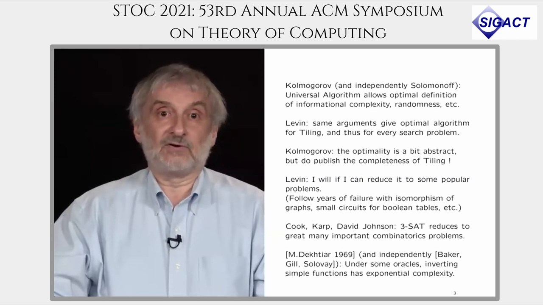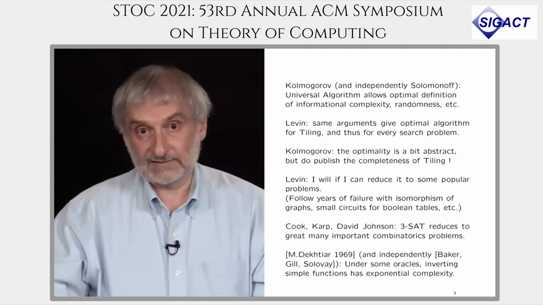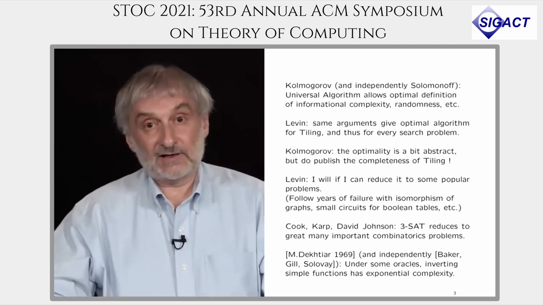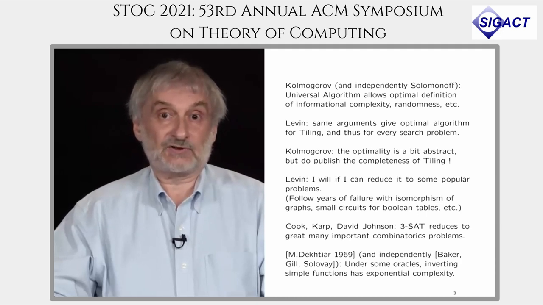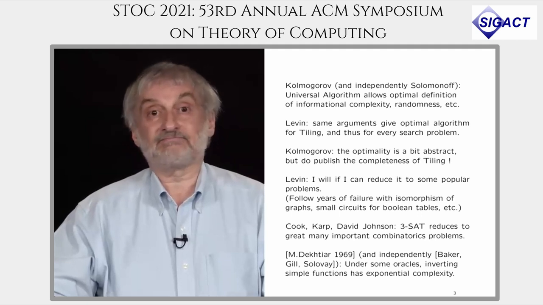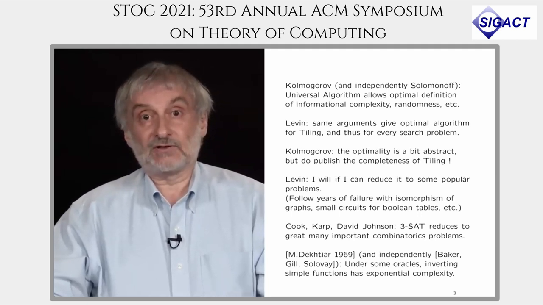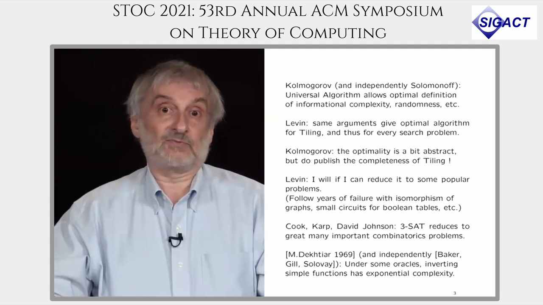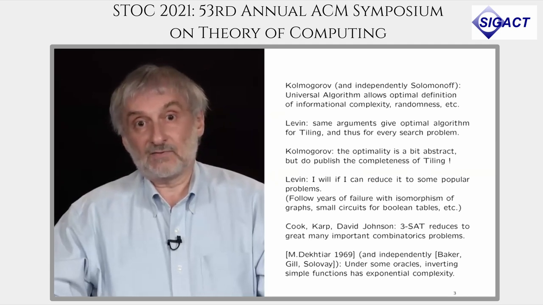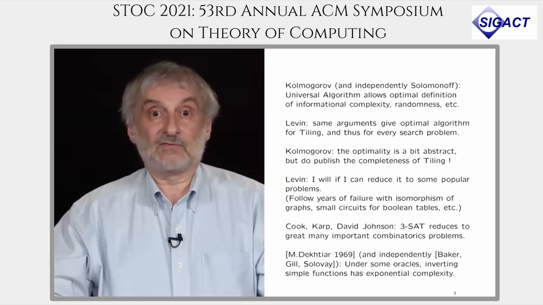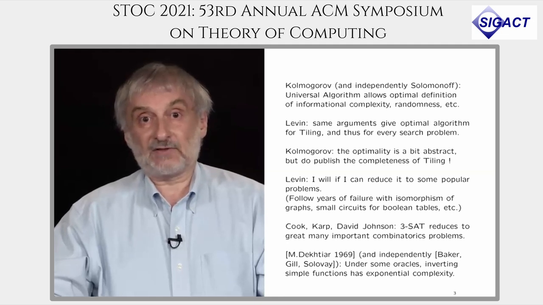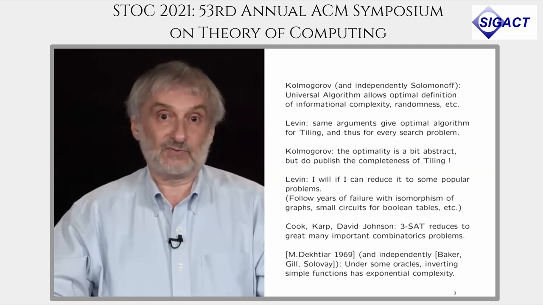To my chagrin, Kolmogorov was not impressed with the concept of optimality, saw it as too abstract for the issue at hand. But he was much more interested in my remark that tiling allows reduction to it of all search problems. He thought that I should publish that rather than the optimal search. I thought it would be worth publishing only if I can reduce it to some popular problems. My obstacle was that combinatorics was not popular in Russia, and my choice of problems that might impress the math community was rather limited. I saw no hope for something like factoring, but spent years in naive attempts on things like graph isomorphism, finding small circuits for Boolean tables, etc.